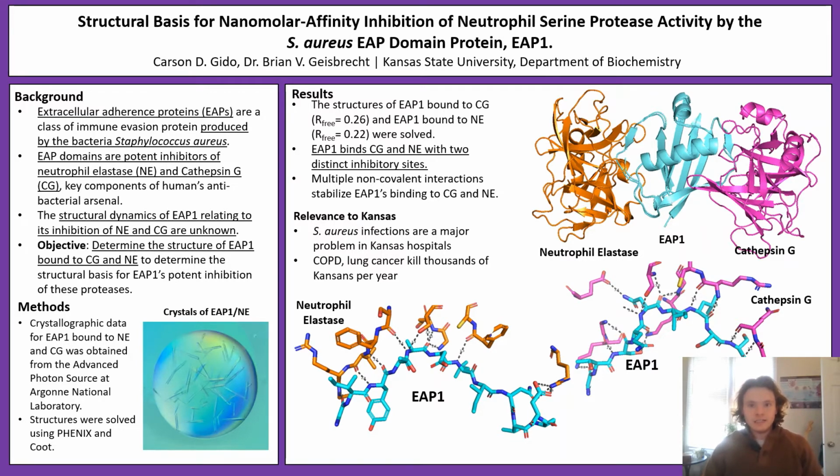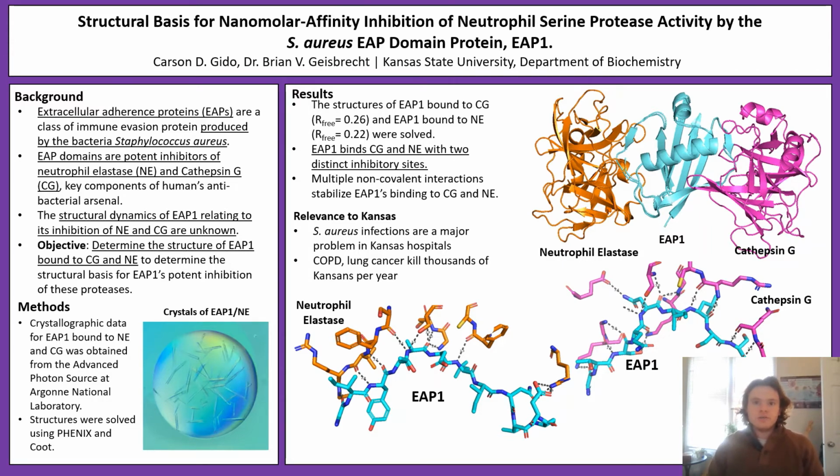This involves isolating each EAP1 and protease complex, crystallizing it, shooting it with X-rays, and measuring how the X-rays diffract off the crystal. This information can be used to determine the structure of the protein complex with a number of computer programs. The result is the figure you see at the top right-hand corner of the poster. This shows EAP1 in blue and how it binds to neutrophil elastase in orange and cathepsin G in pink.